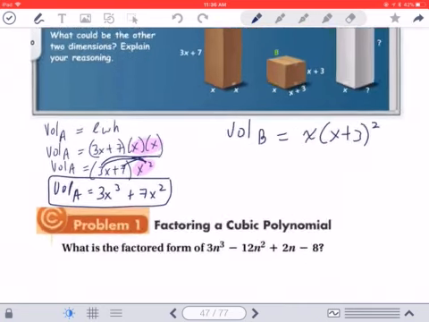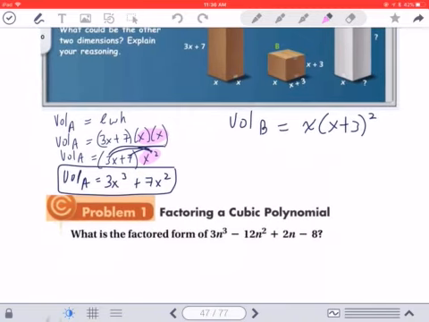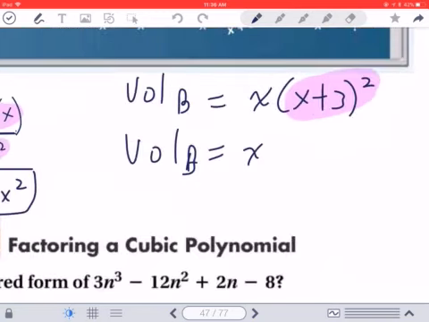The volume of box B, we can kind of take a shortcut here. If you remember, this is a perfect square trinomial. So if I simplify this, this is going to be x squared plus 6x plus 9 right there.